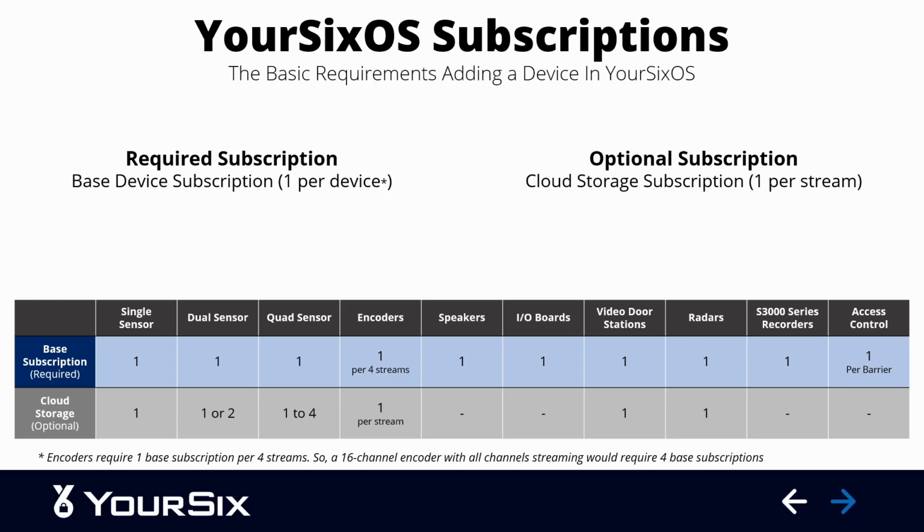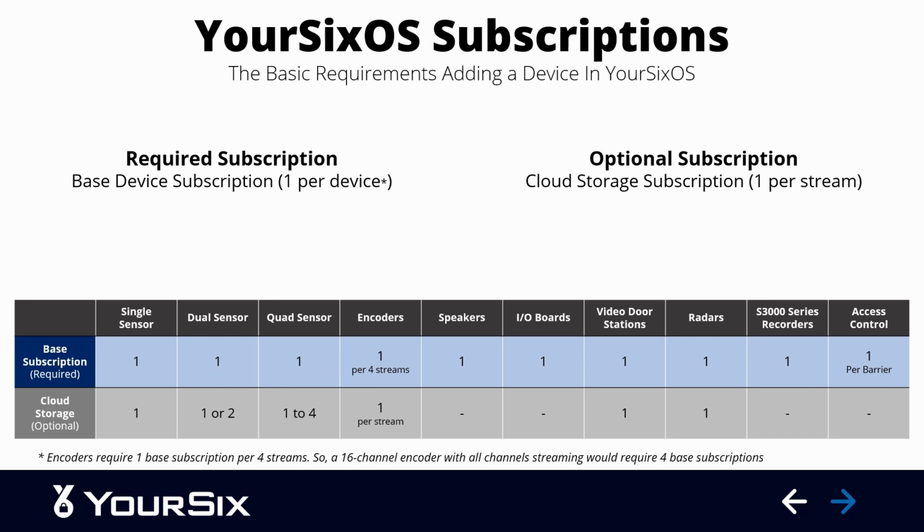You can see along the bottom down here a basic overview of what is required and what is optional, and the number of licenses. As you can see there along the bottom, base subscription, you would need one of those for a single sensor to be added to the platform, so a single sensor camera. If you had a quad sensor camera, for example, you would still only need one base subscription. Now, below that is the cloud storage. As you can see with the quad sensor, for example, we have a number 4 there. If you wanted to record all 4 streams to the cloud, you would need 4 subscriptions.